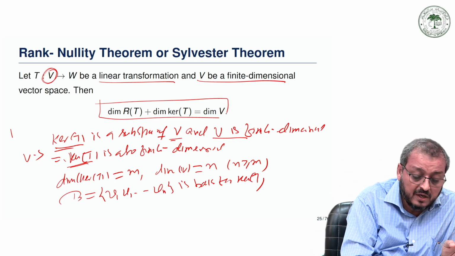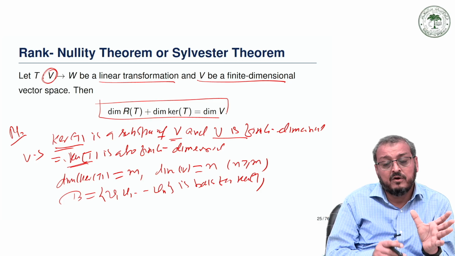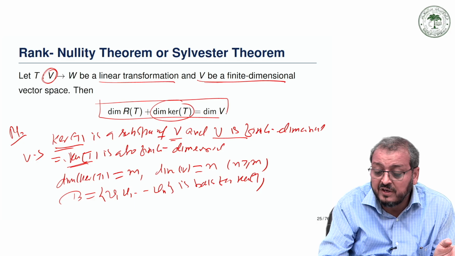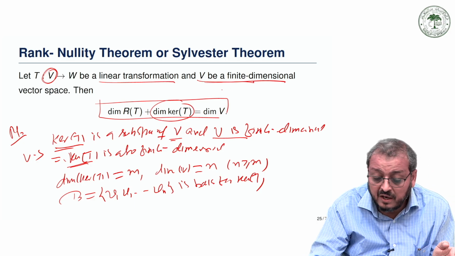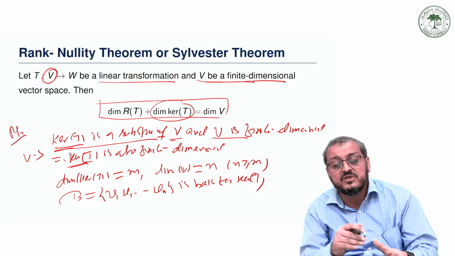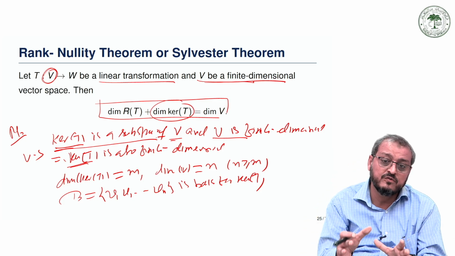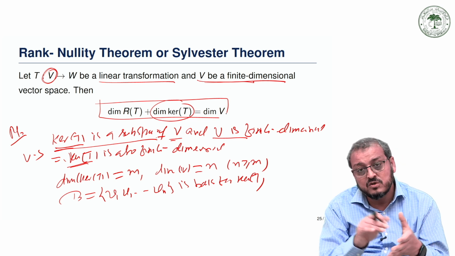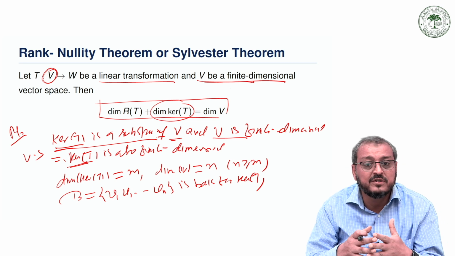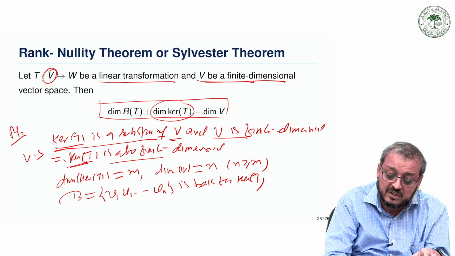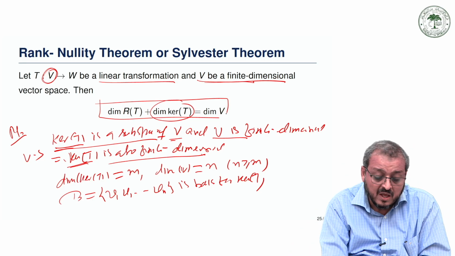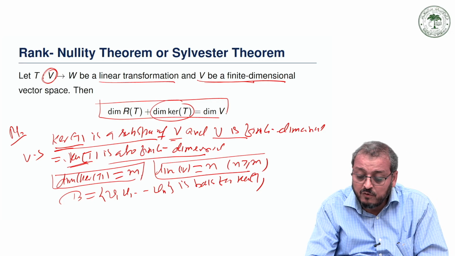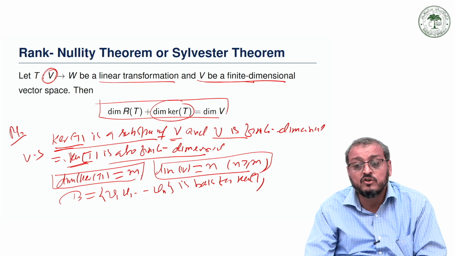So we start the proof in this form. We are given that V is a finite dimensional vector space, and you know that the kernel of T is a subspace of this vector space V. The kernel is a subspace, and a subspace is also a finite dimensional vector space, so there is some dimension. We assume that the dimension of this kernel is equal to M, and the dimension of V is equal to N, where N should be greater than or equal to M.